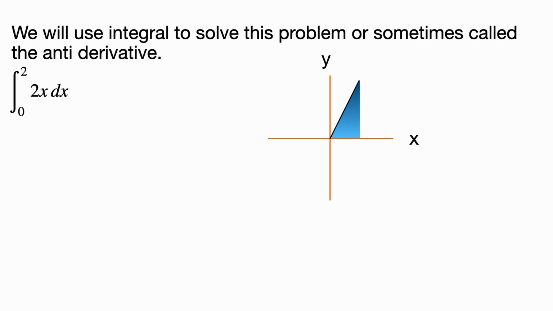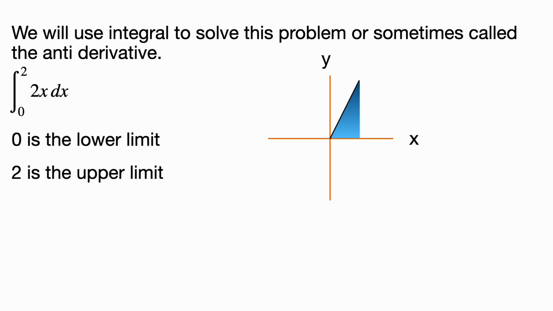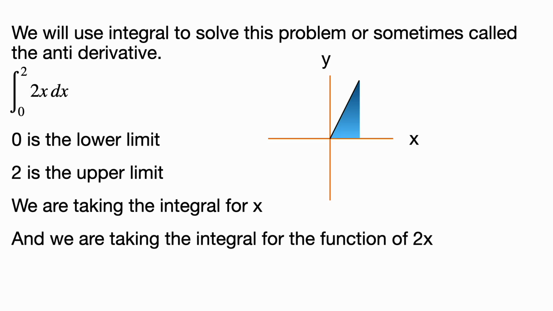Now we have set up the problem for integral calculus. 0 is the lower limit, in the lower part of the elongated S symbol. 2 is the upper limit, in the upper part of the elongated S symbol. And we're taking the integral for x, which is why we put a dx. Of course, we're integrating the function 2x.